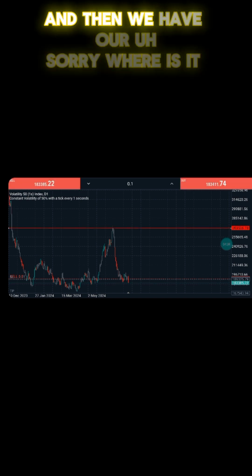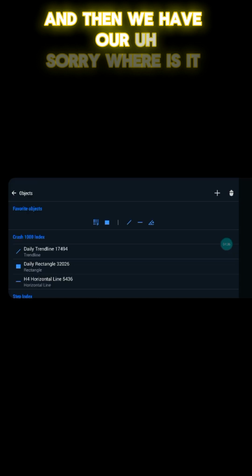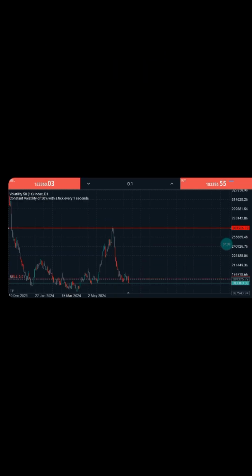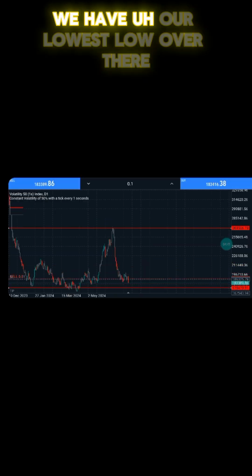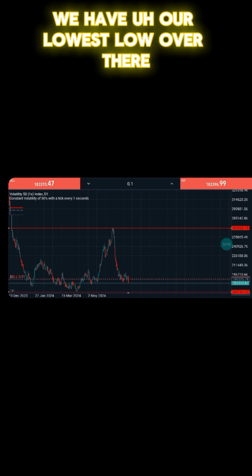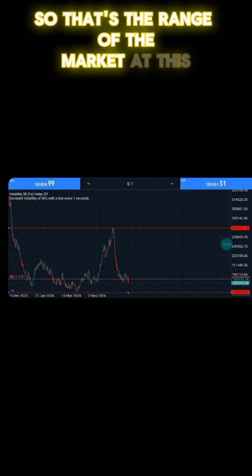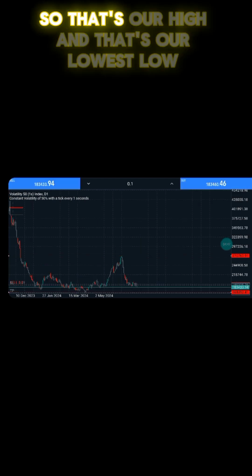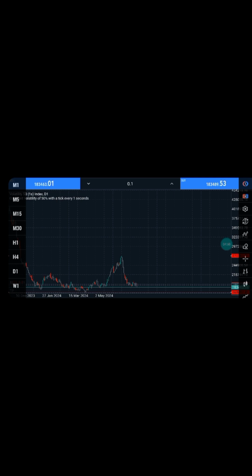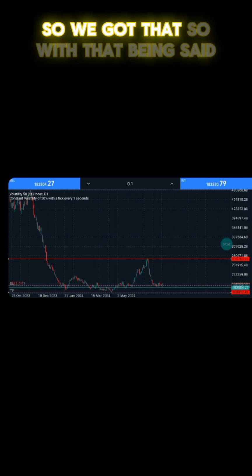And then we have our, let me quickly get on it. We have our lowest low over there. So that's the range of the market at this current time. That's our high and that's our lowest low. Okay, so we got that.